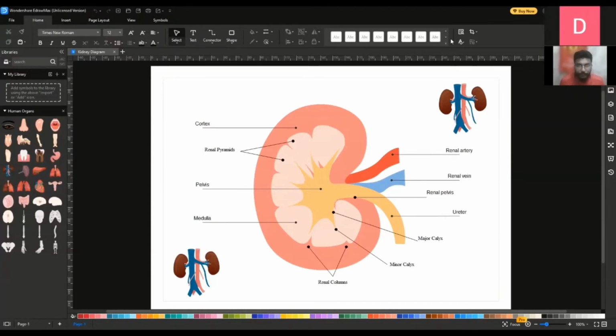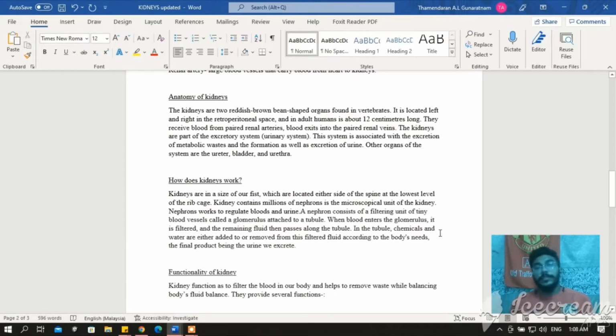Thank you. In this part of this video, I'd like to explain about the anatomy of the kidneys. As you can see, the kidneys are two reddish brown bean-shaped organs found in the vertebrates. In an adult human, it is about 12 centimeters long. They receive blood from paired renal arteries. Blood exits into the paired renal veins. The kidneys are part of the excretory system or the urinary system. The system is associated with the excretion of metabolic wastes and the formation as well as excretion of urine. Other organs of the system are the ureter, bladder, and urethra.